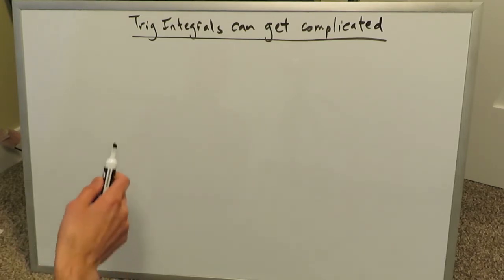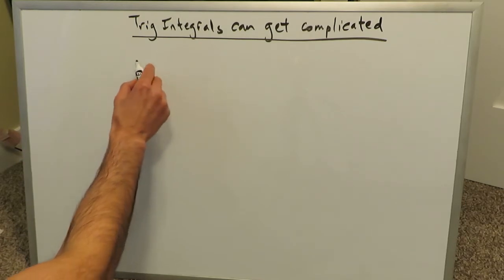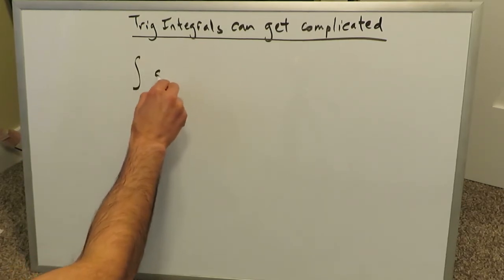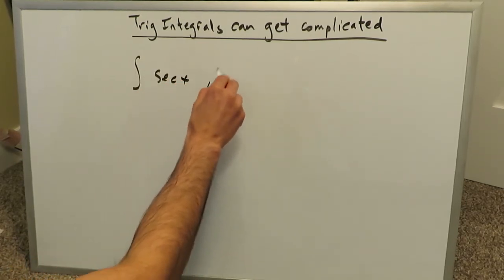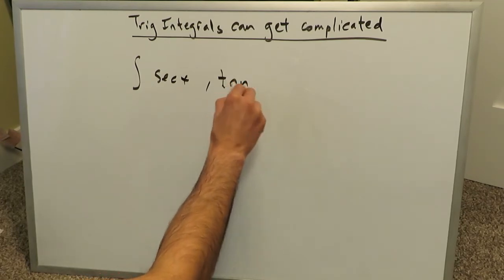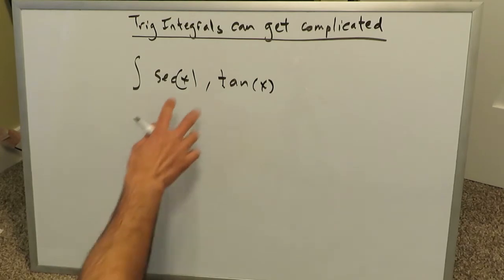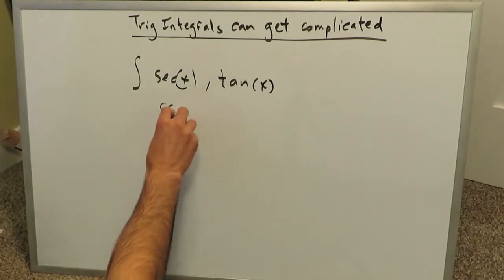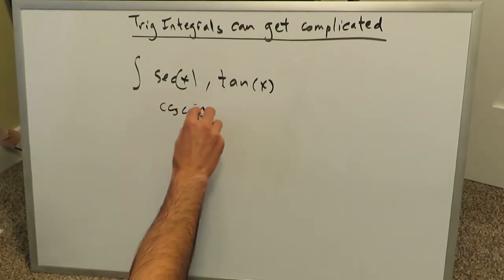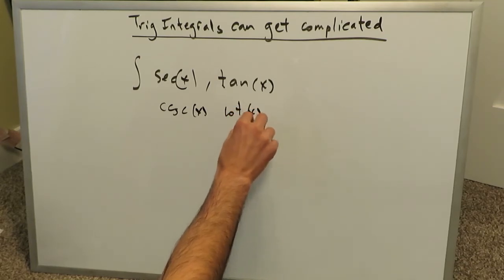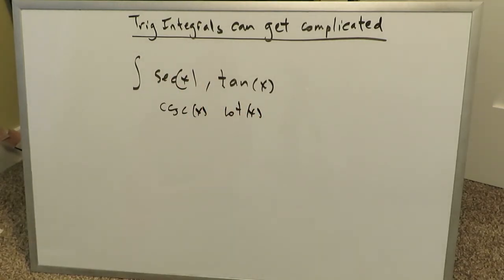As a general observation of mine, the integrals which involve secants and which involve tangents tend to be more complex. And when I'm saying secant and tangents, I would also include cosecants and cotangents. These generally tend to be more complex than those which involve sine and cosine. That's just how it is.